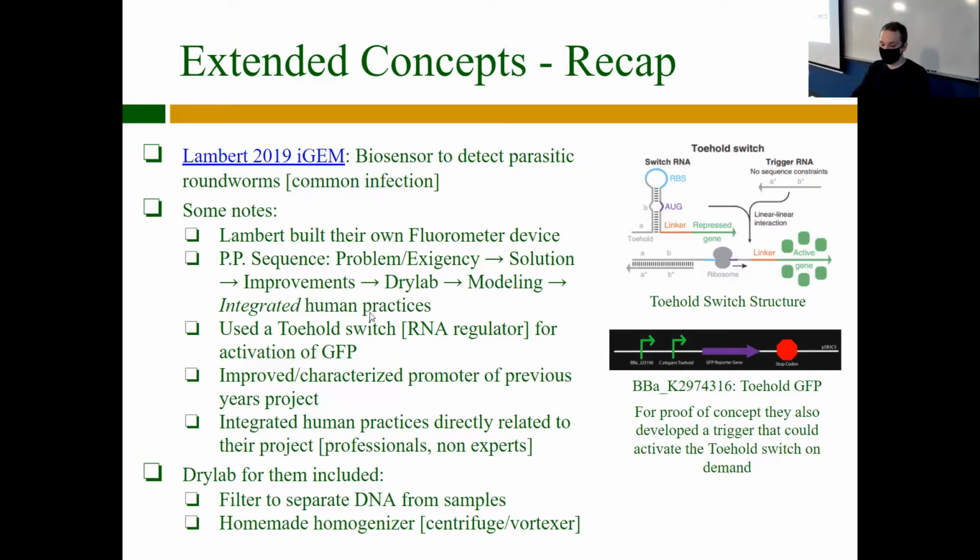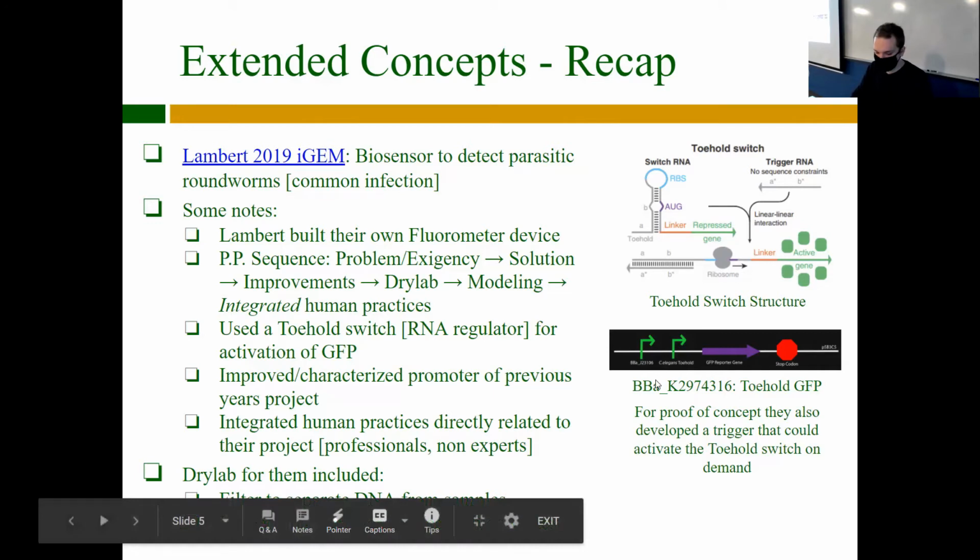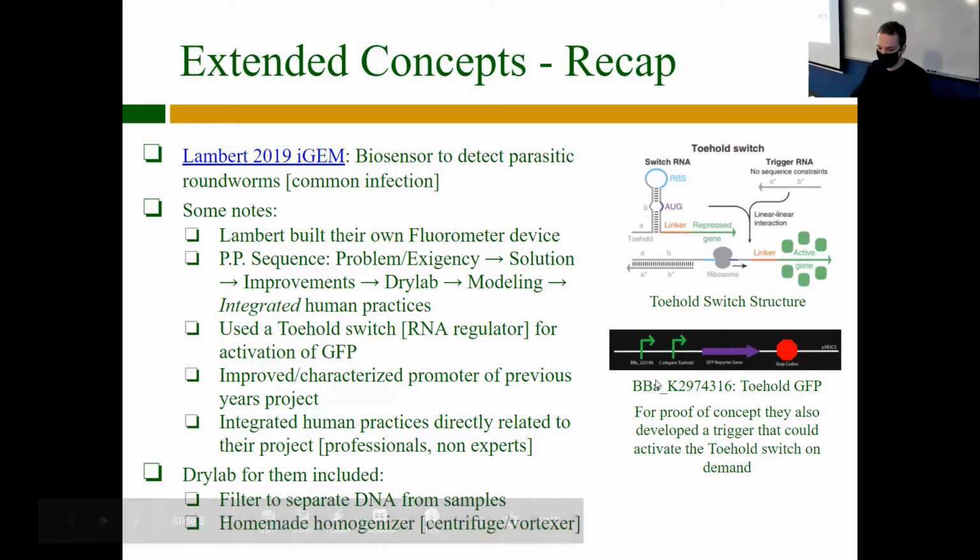Next, they detailed dry lab. Dry lab was a very big part of their project because they created two things. They created that filter, and they also created the homogenizer that allowed them to lyse those cells. That's pretty much just a centrifuge or a vortexer that spins the cells rapidly and then breaks them down so you can extract the DNA.